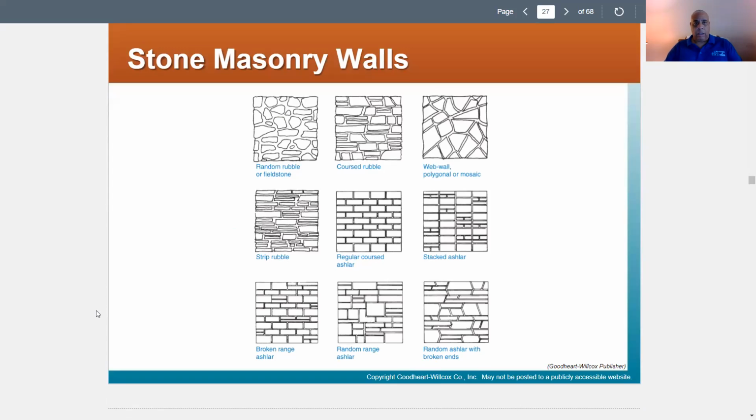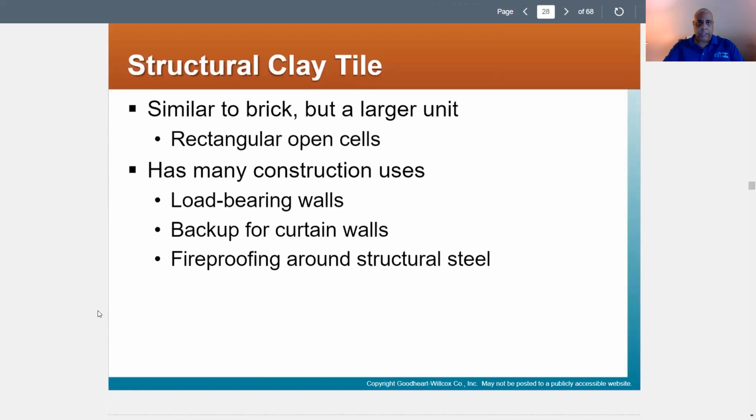And again, when you're looking on your plans, and even computer-aided drafting has them in their hatch patterns, you can see the types of stone masonry walls. Then you have your structural clay tiles, similar to brick, but a larger unit of rectangular open cells, has many construction uses, such as load-bearing walls, backup for curtain walls, fireproofing around structural steel.